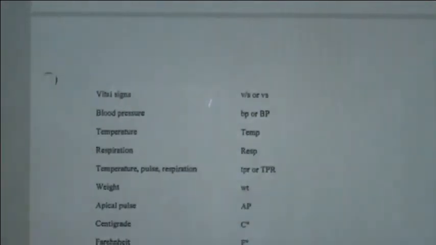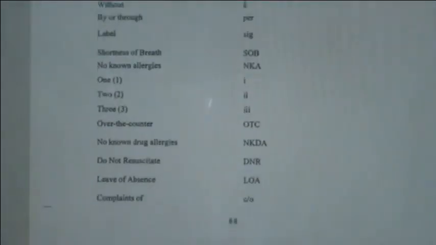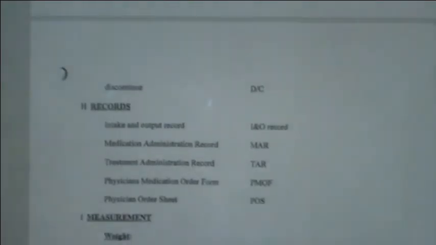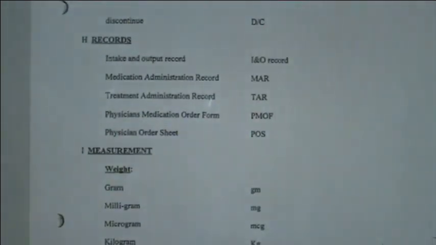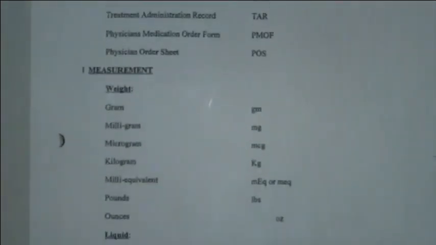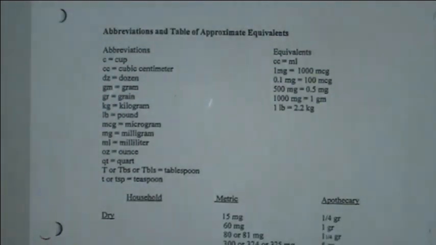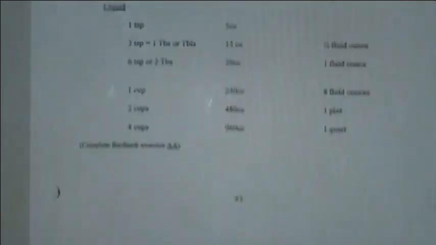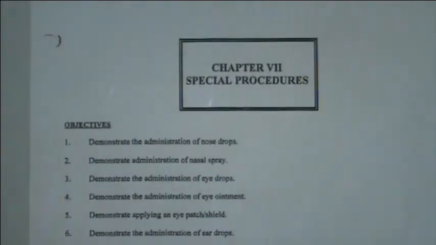So, just a lot of these are not in use, but, you know, you're going to keep this material as your reference, and you can always refer to it if you need to. But the abbreviations are kind of being cut back. You need to know your equivalents and stuff like that. So try to understand that section. Okay.